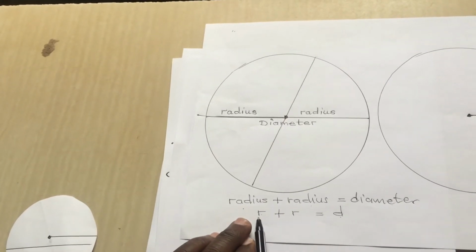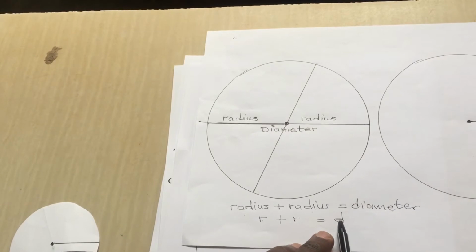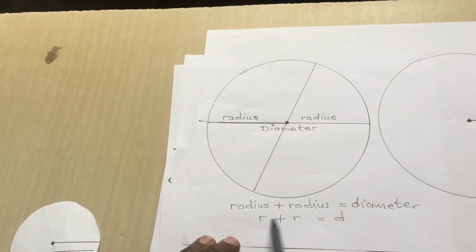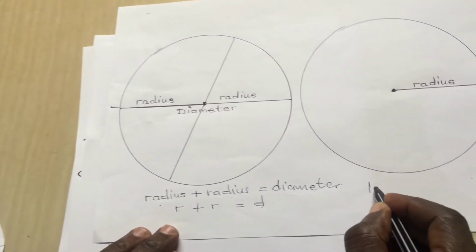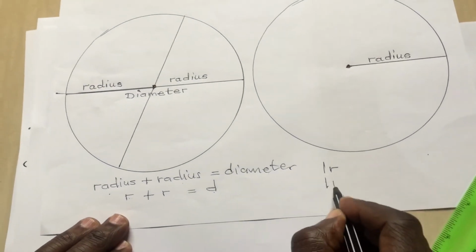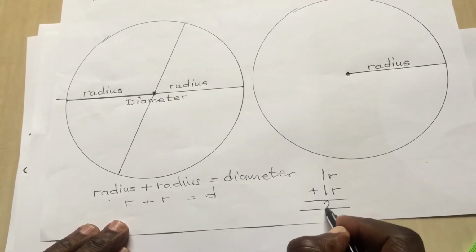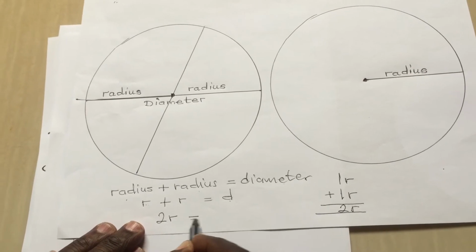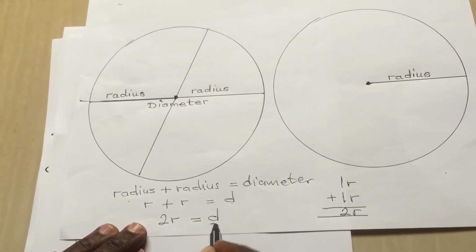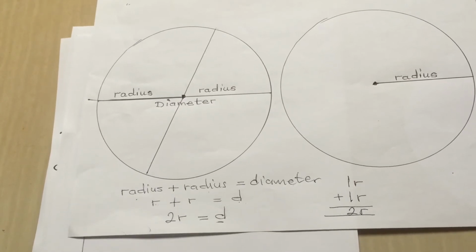So meaning if this is 4, this is going to be 4, equal to diameter, that is d. So we can even add this. This is the same as saying 1r plus 1r. What will be the answer when you add? 1 plus 1 is 2r. So 2r is equal to diameter. So diameter has 2 radii.